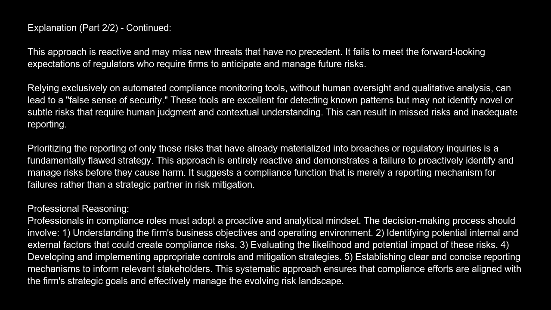The decision-making process should involve: 1. Understanding the firm's business objectives and operating environment. 2. Identifying potential internal and external factors that could create compliance risks. 3. Evaluating the likelihood and potential impact of these risks. 4. Developing and implementing appropriate controls and mitigation strategies. 5. Establishing clear and concise reporting mechanisms to inform relevant stakeholders. This systematic approach ensures that compliance efforts are aligned with the firm's strategic goals and effectively manage the evolving risk landscape.